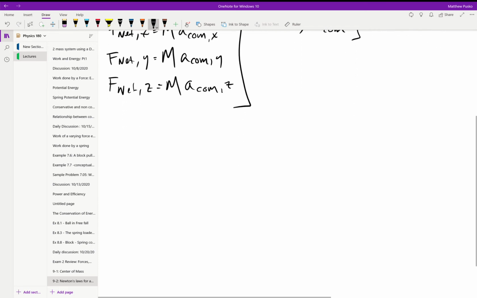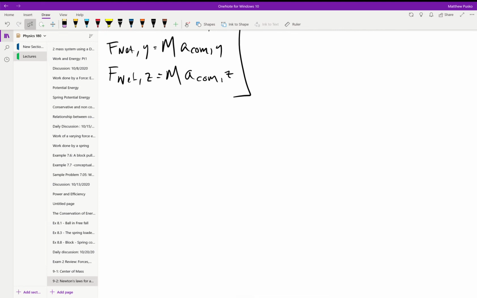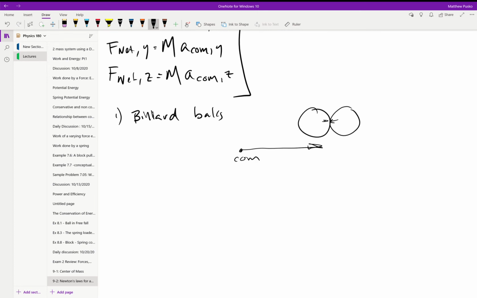Okay, now what kind of things am I talking about here? We are talking about systems with more than one mass. For example, billiard balls or pool balls, right? When two balls collide on each other, only internal forces are acting upon them. There's no external forces at play. And what we see is that if the center of mass was moving forward before the collision, the center of mass is also going to be moving forward after the collision.